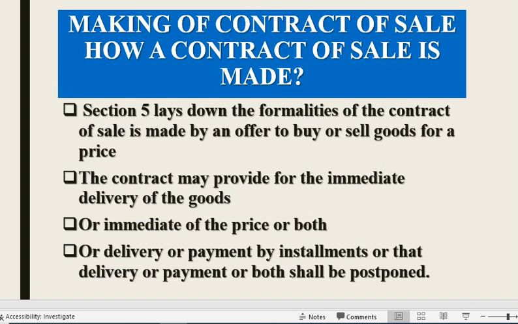Making of the contract of sale: how is a contract of sale made? Section 5 lays down the formalities of the contract of sale. First, there should be an offer to buy or sell goods for a price. The contract may provide for immediate delivery of the goods, or immediate payment of the price, or both. It could be delivery or payment by installment. That delivery or payment or both may be postponed.